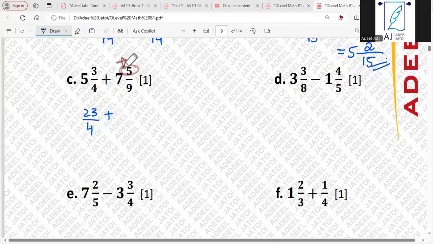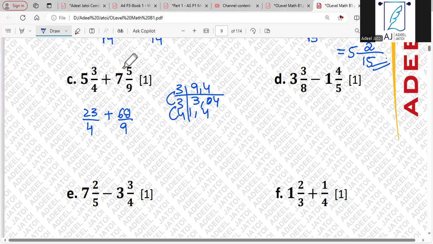upon 9, right? So 9 and 4 LCM. So what we see is both are different numbers. 3 is you are left with what? 4. Then 3 ones are 4. Then let's say 4. 4 3s is 12. And 12 into 3 is what? 36.